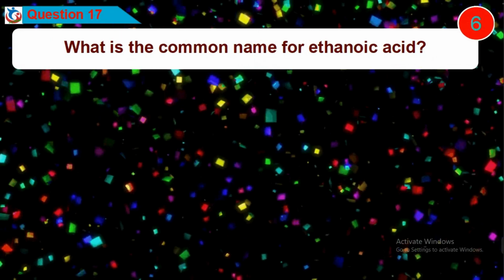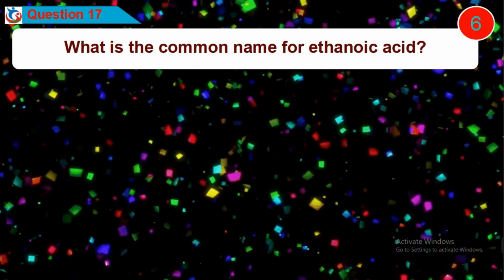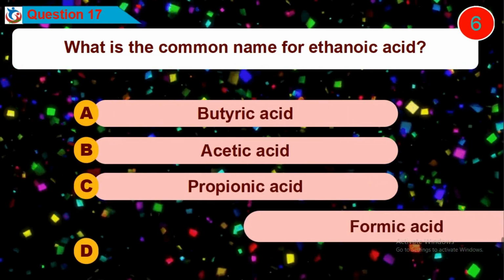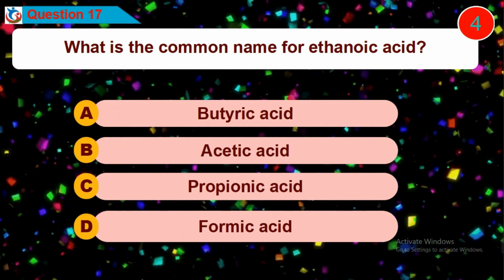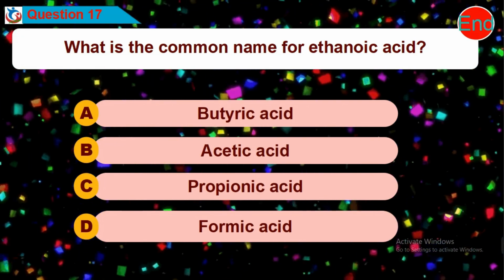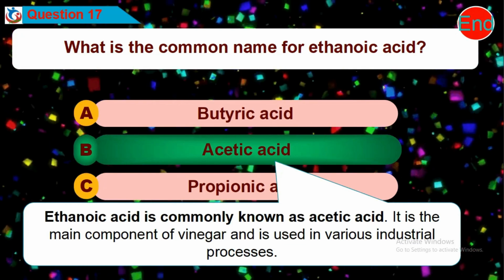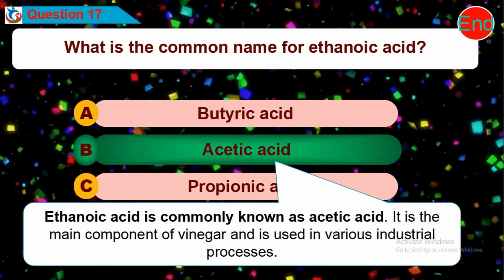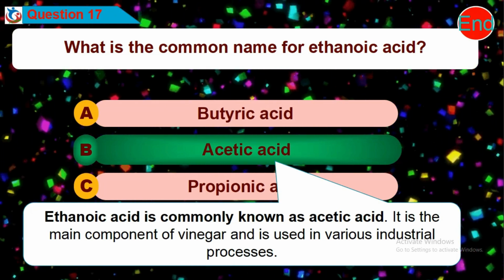Question 17. What is the common name for ethanoic acid? Is it option A, B, C, or D? Ethanoic acid is commonly known as acetic acid. It is the main component of vinegar and is used in various industrial processes.